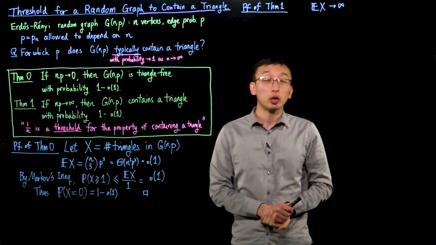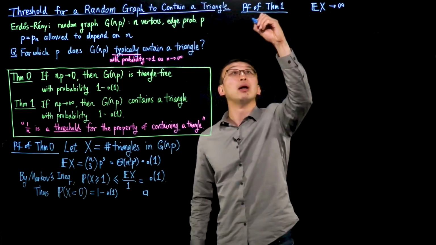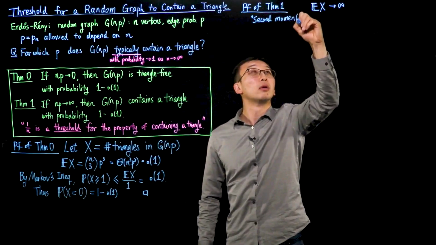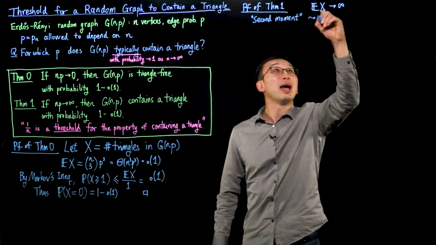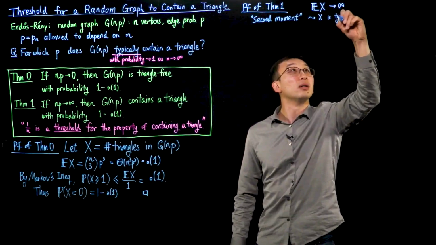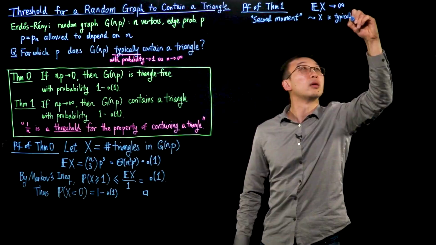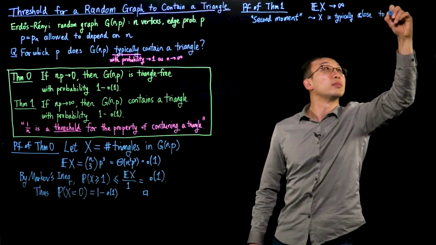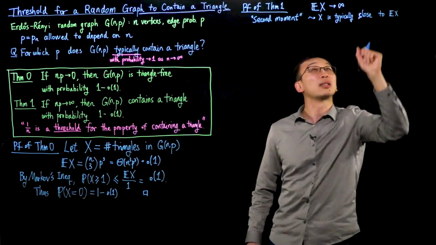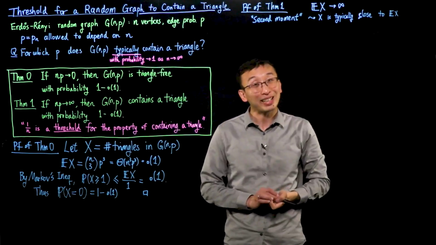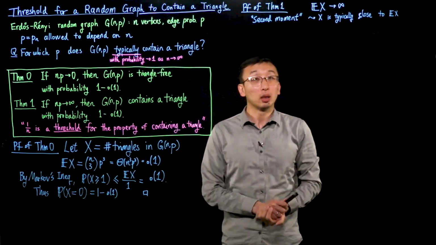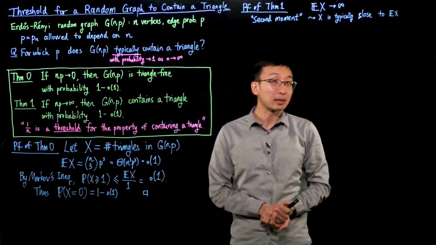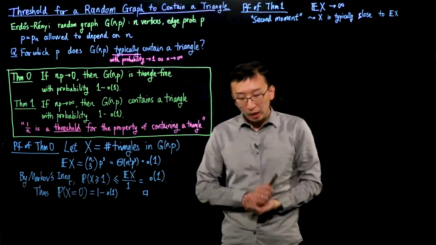And what we will do is to use the second moment bound to show that X is typically close to its mean. So X is very concentrated around its expectation. And in that case, having expectation that goes to infinity would then imply that X is typically positive. So let's carry out this idea.